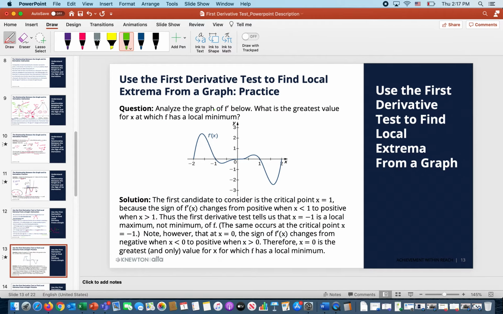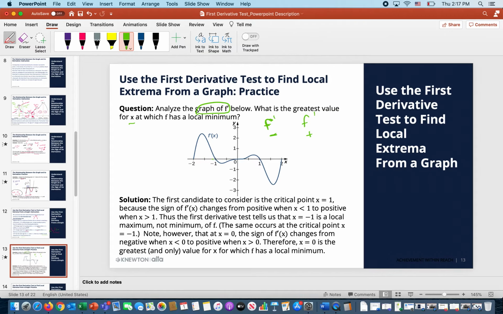Here's an interesting question. Again, we're looking at the graph of f prime, okay? This is a graph of the derivative. What is the greatest value for x at which there is a local minimum? Now remember, for local minimums, we want f prime to go from negative to positive, okay? Where does f prime go from negative to positive?